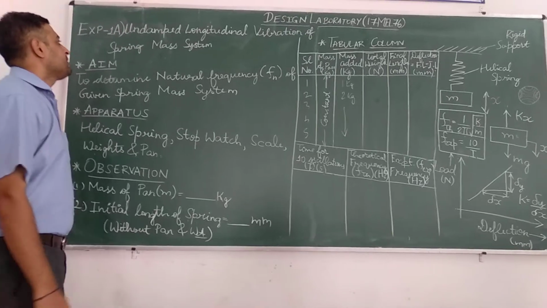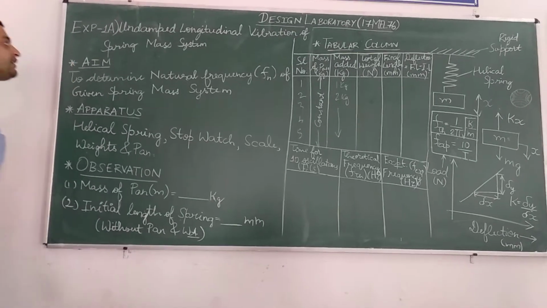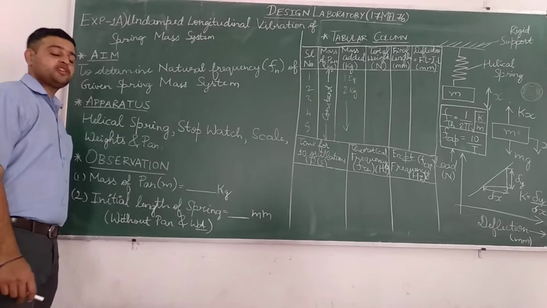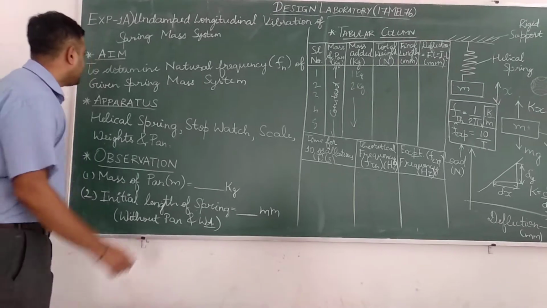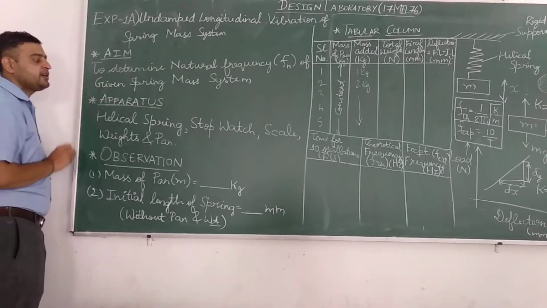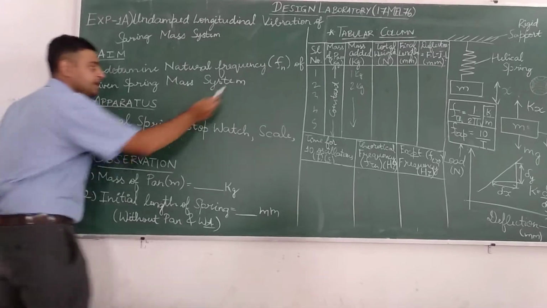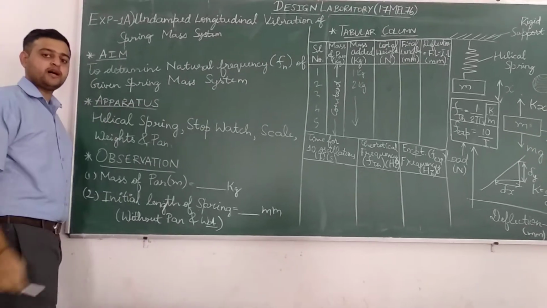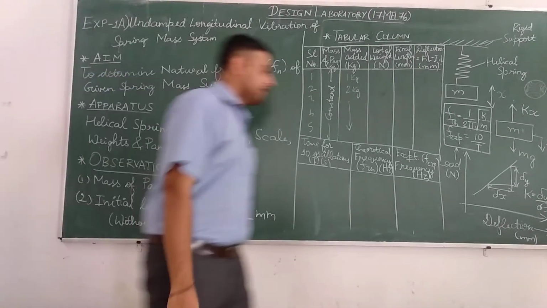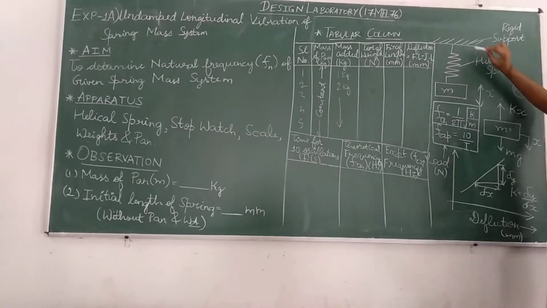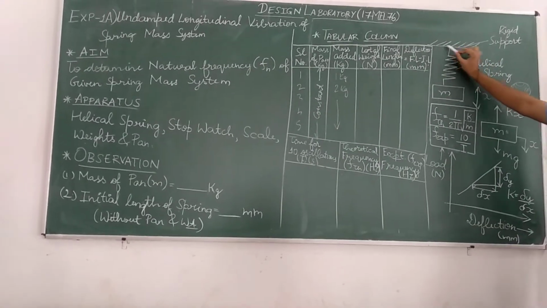In this first experiment, we are going to deal with undamped longitudinal vibration of a spring mass system. The main aim of this experiment is to determine the natural frequency, that is Fn, of the given spring mass system.